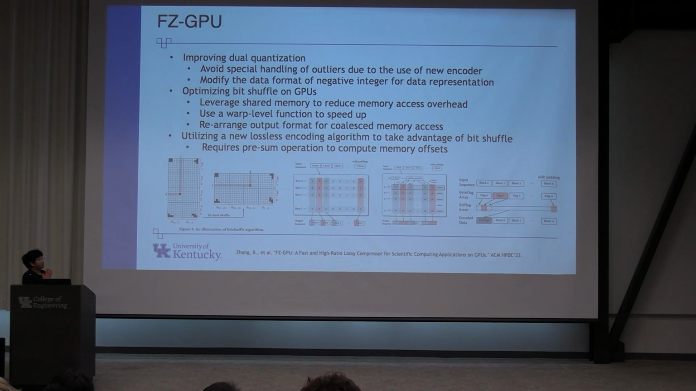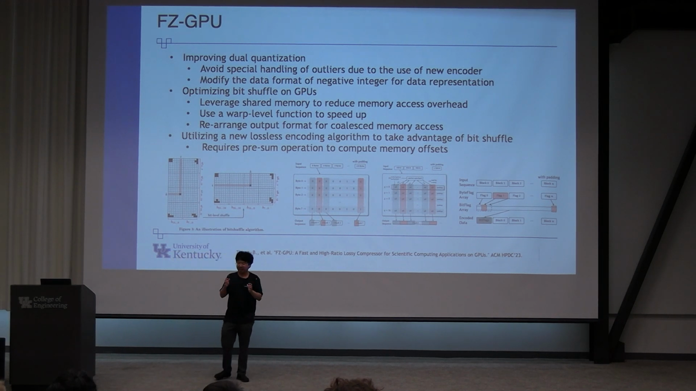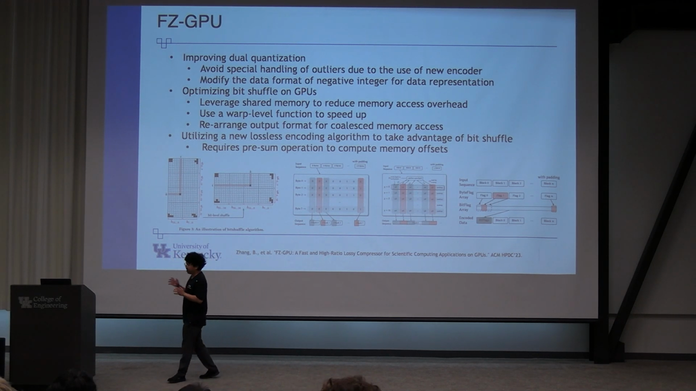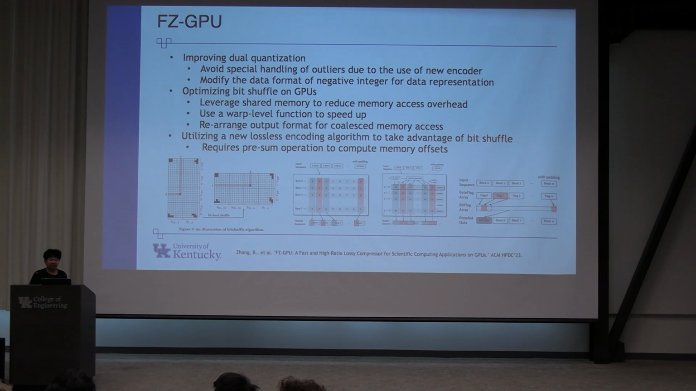And the key contribution we made is the lossless encoding module, which provides optimization on bit shuffling and a new lossless encoding algorithm. We propose to use bit shuffle to rearrange the data such that more zeros can be continuous. If the zeros are continuous, we can use a sign to represent a block of the data, which can give you high compression ratios.